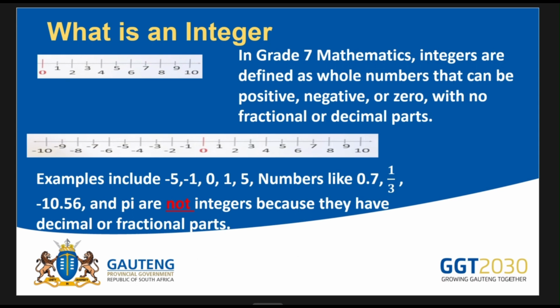So let's get straight to it. What is an integer? In grade 7 mathematics, integers are defined as whole numbers that can be positive, negative, or zero, with no fractional or decimal parts. You need to ensure that your learners understand this.